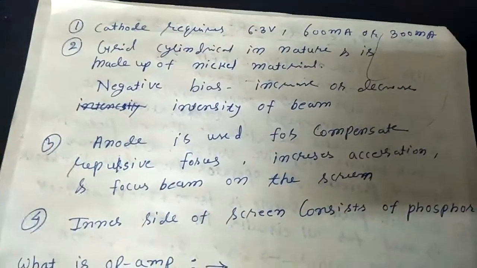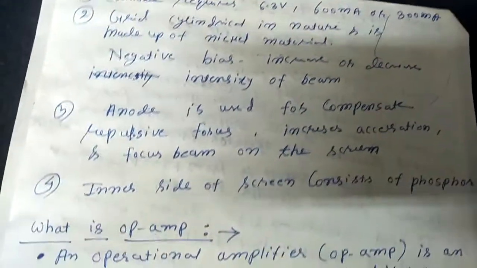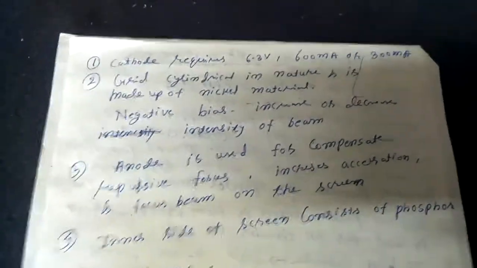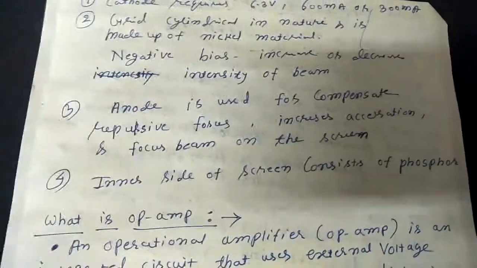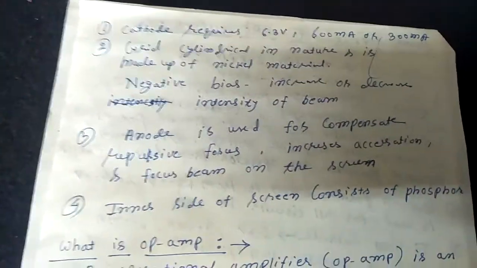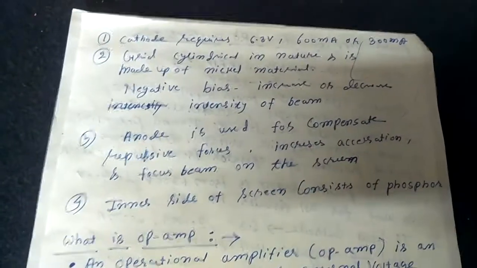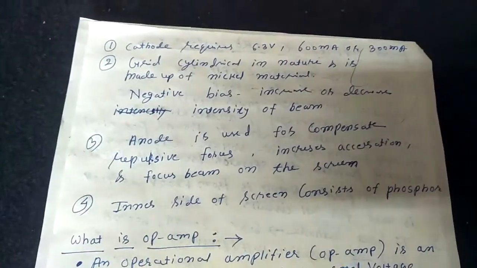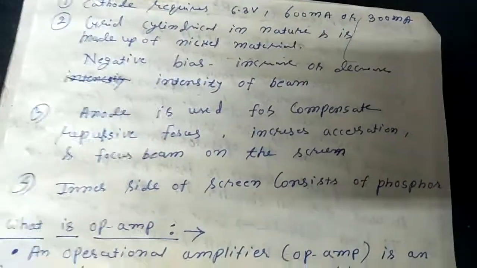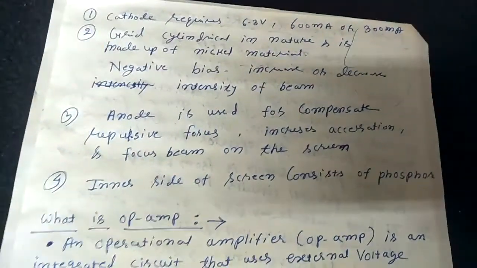The use of these anodes is to compensate repulsive forces. In the electron beam there are a number of electrons which repel each other, and because of that repulsion, divergence will occur. To reduce or eliminate that divergence, we use anodes. There are three types: the pre-accelerating anode, the focusing anode, and again the accelerating anode. Because of that, the beam will be focused and accelerated without repulsion, and will strike the phosphor screen.